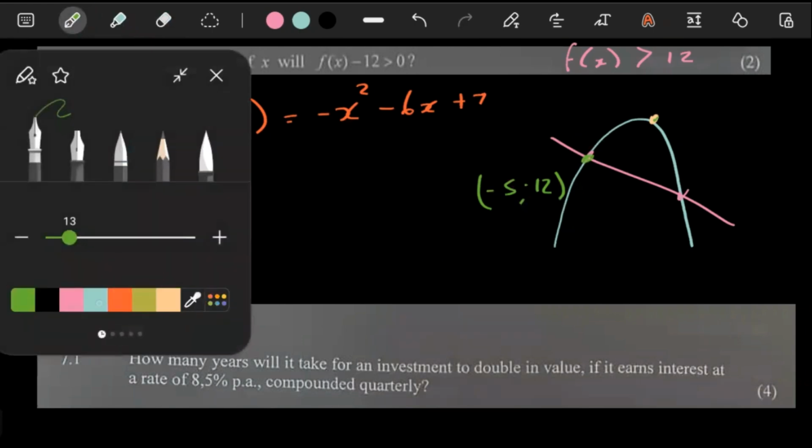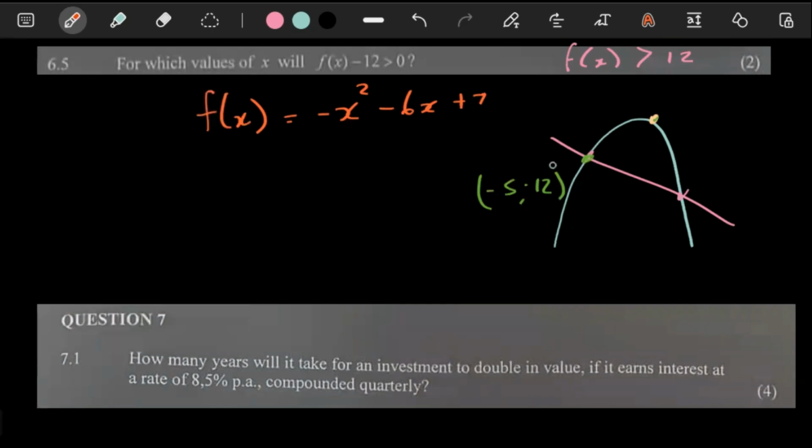So let's see here. Let's get this here. This is the point where f of x is equal to 12. You see, here and here. So it's above 12 over here. This is where it's above 12.